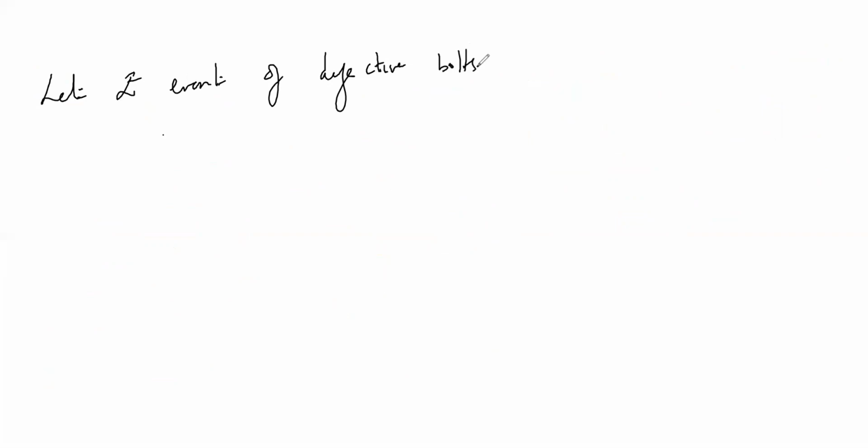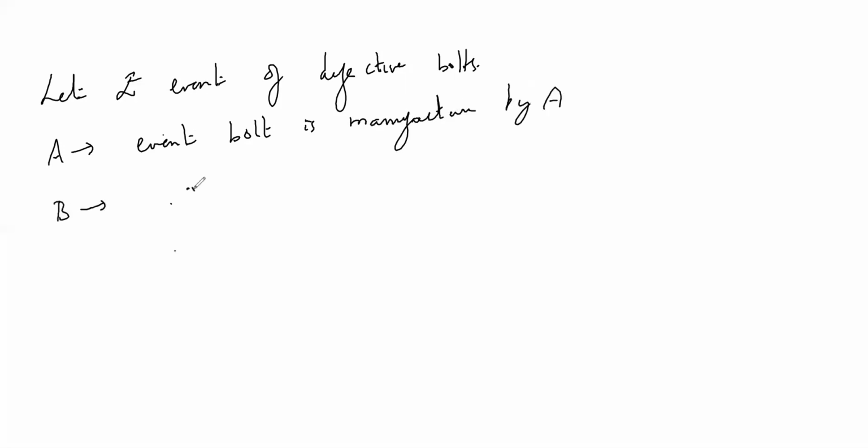So let A be the event in which the bolt is produced by machine A. Correct. So I'm just putting here, let A be the event, bolt is manufactured by machine A, B be the event by machine B, and C be the event, let it be by machine C.